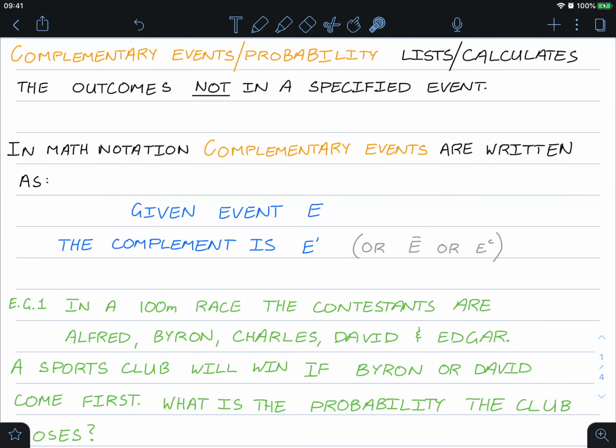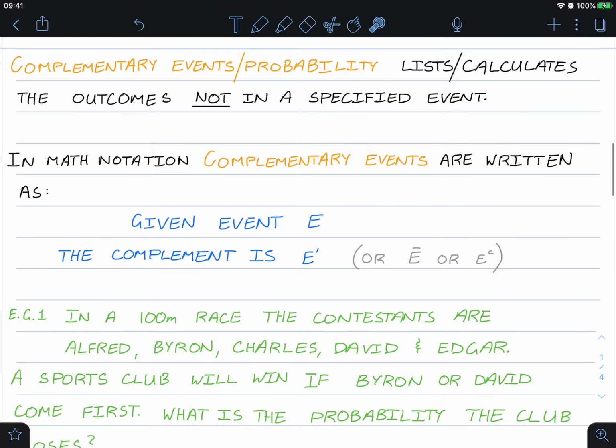Complementary events or probability lists or calculates the outcomes not in a specified event. In math notation, if you're given the event E, the complement to E is written as E with a little dash on it, or you might see it as E with a bar on top, or E with a C on top of it.